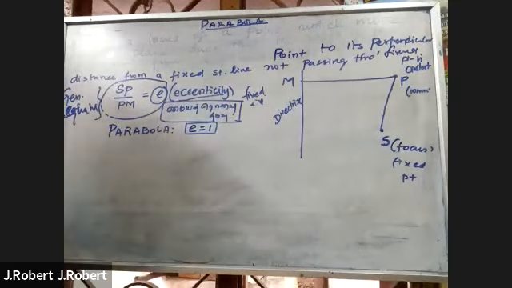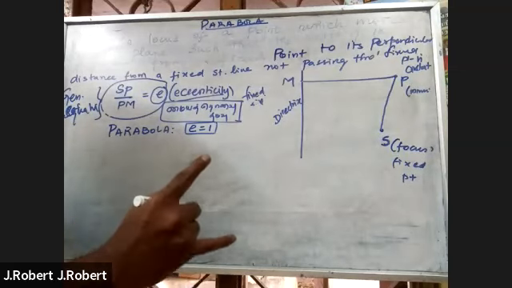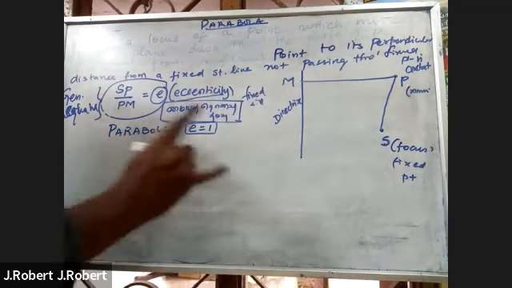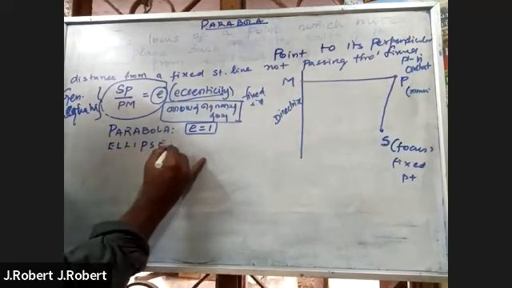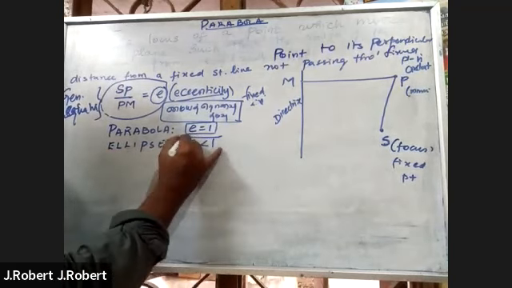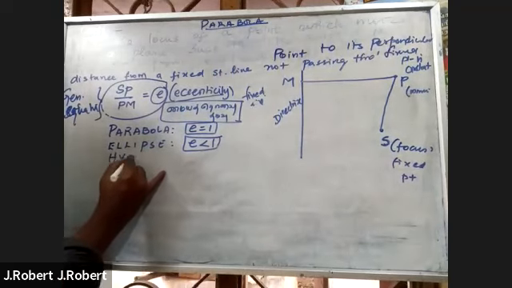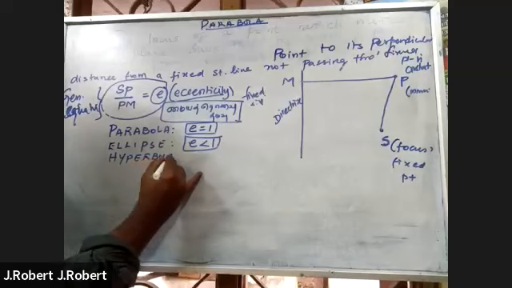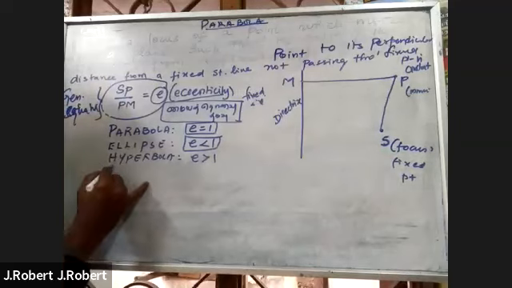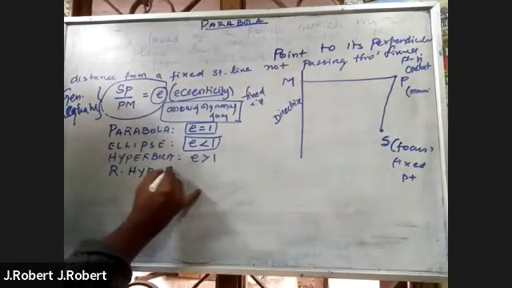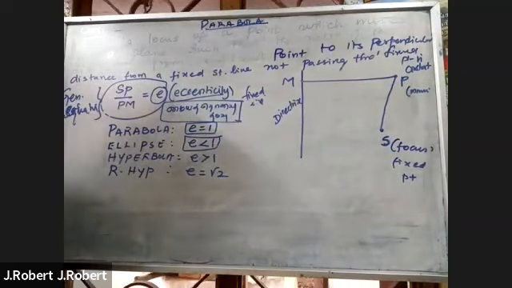If your e is equal to 1, immediately I can identify that the conic is a parabola. Next, ellipse: if your eccentricity is less than 1, I can say that is called an ellipse. Then hyperbola: your eccentricity is greater than 1. And finally, the rectangular hyperbola, RH: your e is equal to root 2. So this is the way I can classify the conics.